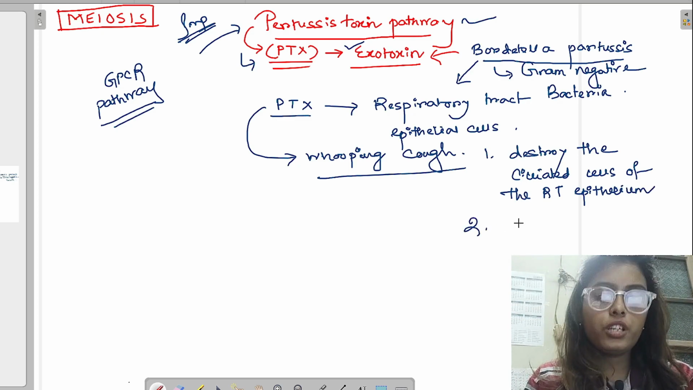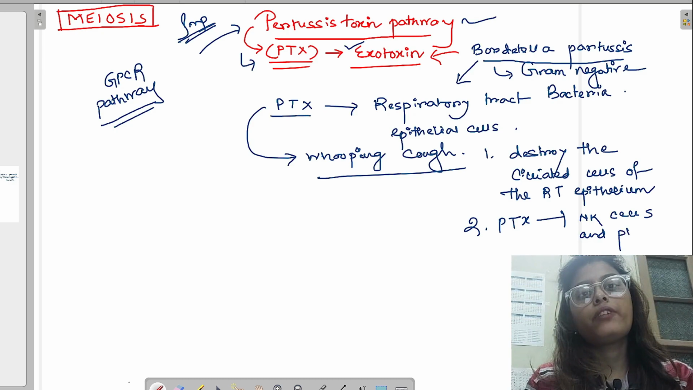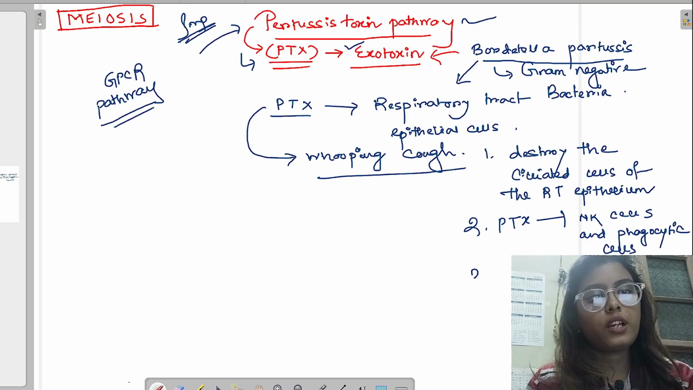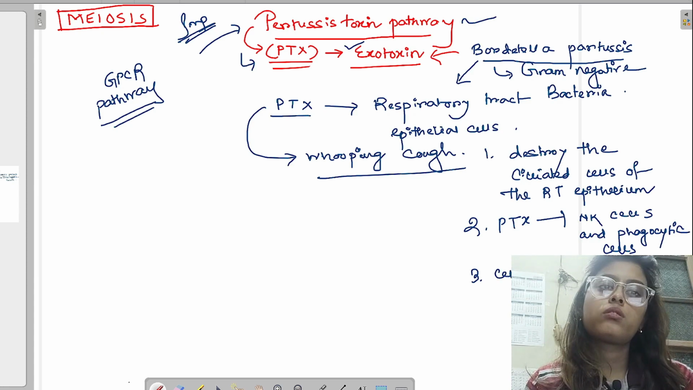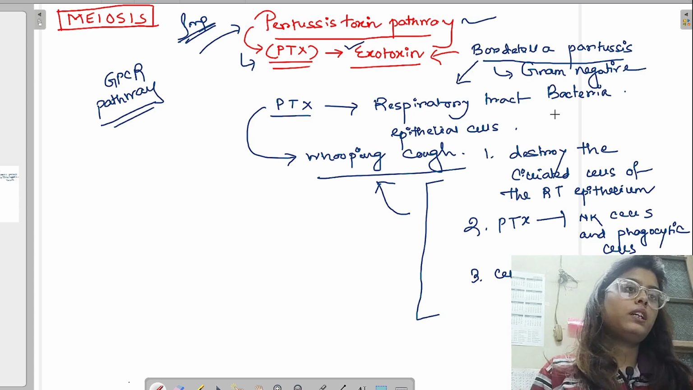Okay. It will inactivate the NK cells, also known as natural killer cells, and phagocytic cells. And number 3, cellular dysfunction of the respiratory tract will occur. Okay, so these are the symptoms of whooping cough.